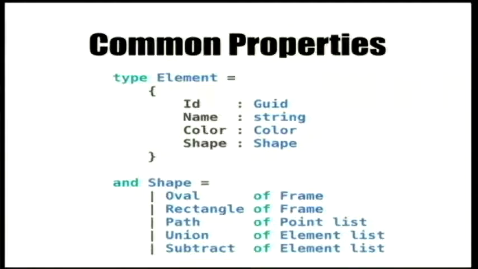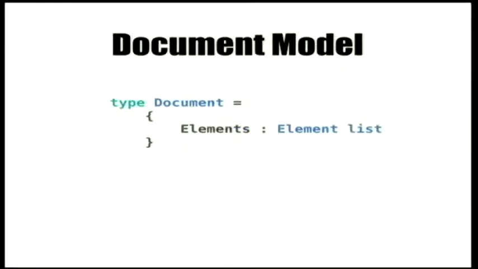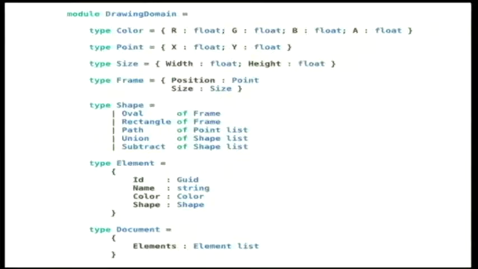This is my app. Except for one more thing, we need the document. We need a root object for actually expressing what we're going to be doing in this app. And that thing itself is very simple. So this is it. This is my drawing domain. This is why I love F#. I love being able to create little domains like this.